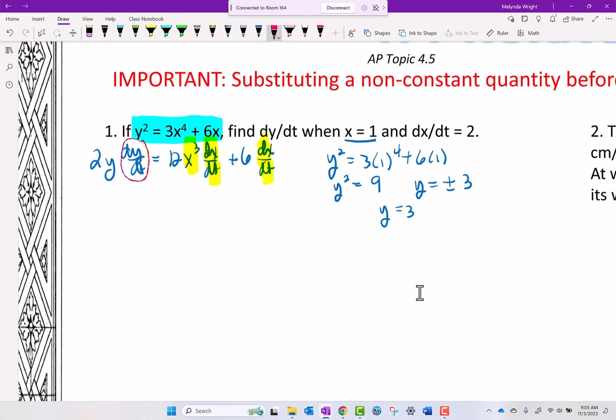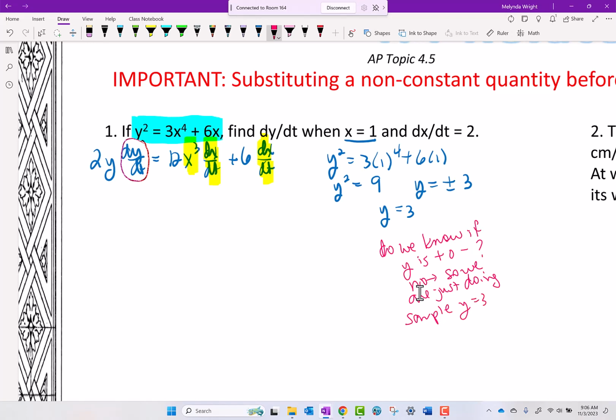I'll write ourselves a note here so we don't forget what we did. Do we know if y is positive or negative? We don't. So we're just doing a sample. You would be told more parameters, or you would need to do both. But for time's sake, we're just going to do a sample. We're going to choose y is 3.